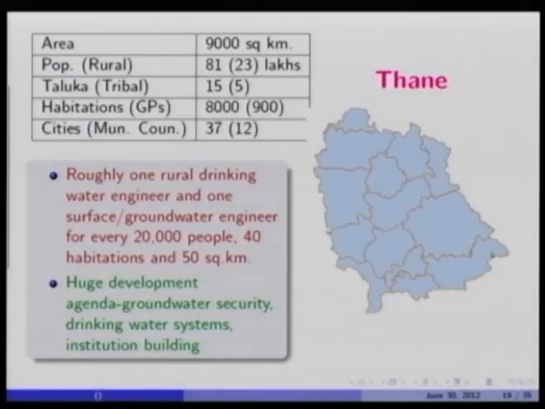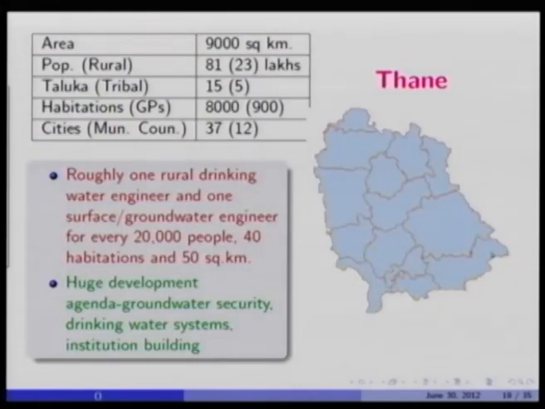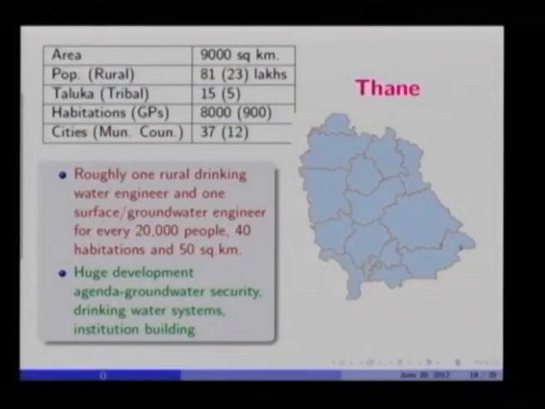Okay? So anyway, this talk may not get time, but here is how we start analyzing. I know that last year Thane district had a very bad time. This is the description of Thane district. The population is 81 lakhs, 23 lakhs rural. There are 5 tribal talukas, and so on and so forth.